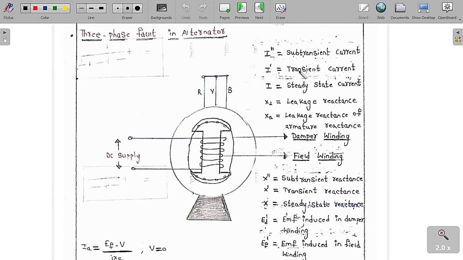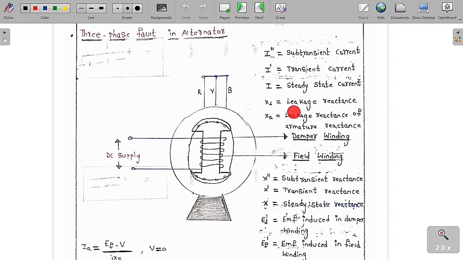Let me give you some important notations which are very useful in the analysis of this concept, whenever there is a short circuit across the three terminals R, Y, B. I double dash is called the subtransient current. I dash is called the transient current. And I is called the steady state current. So there are three currents that you always need to keep in mind: I double dash, the subtransient current; I dash, the transient current; and I, the steady state current.